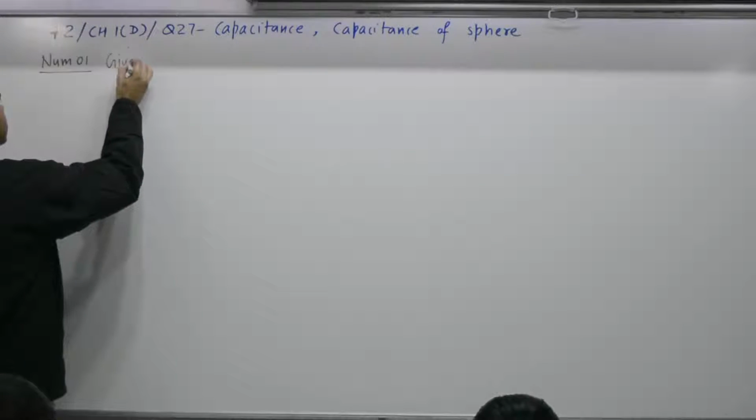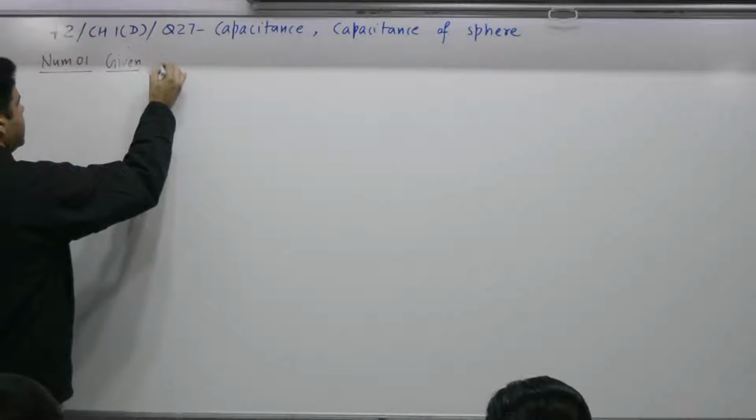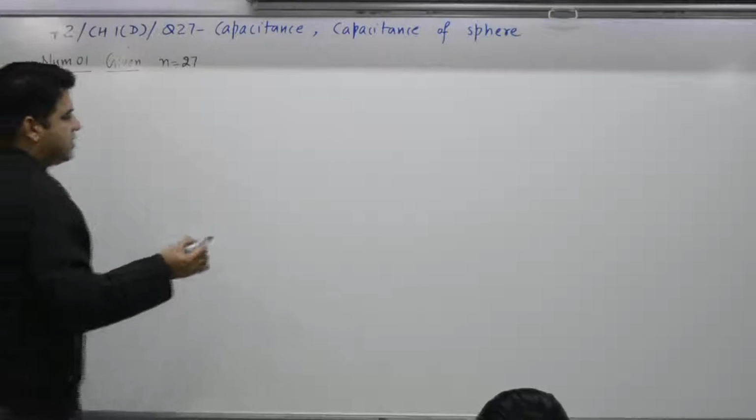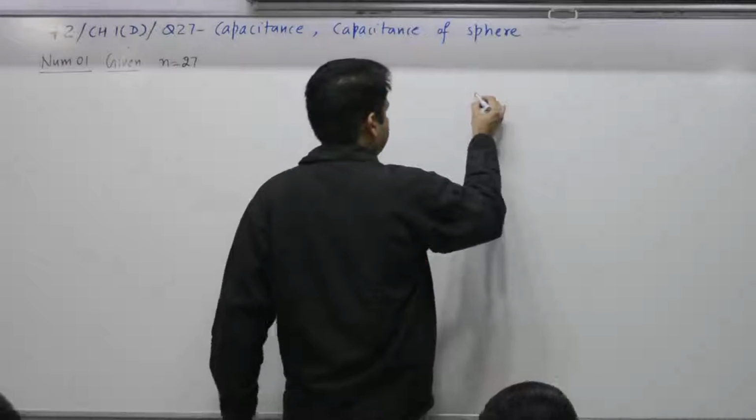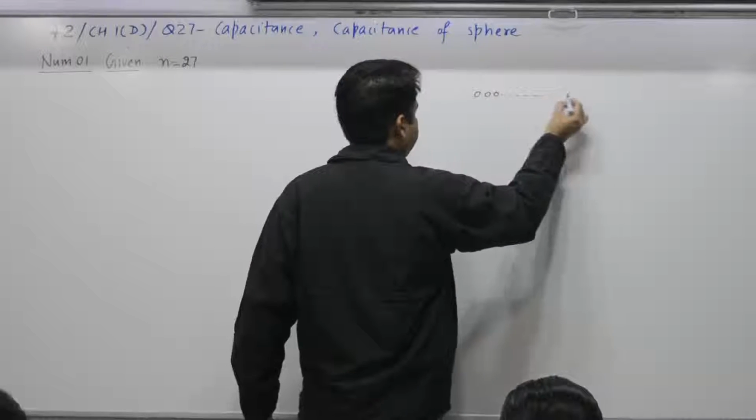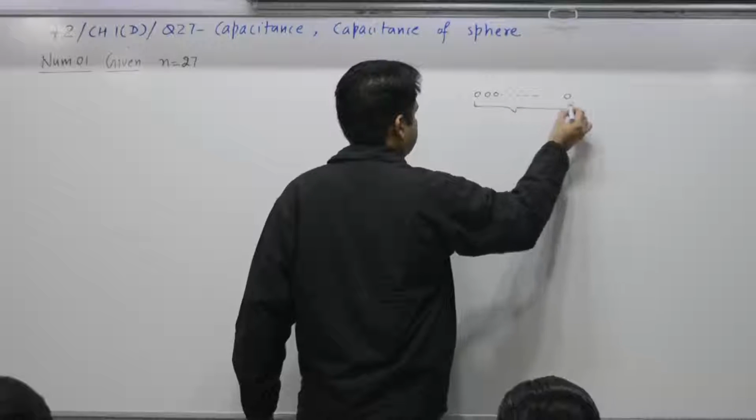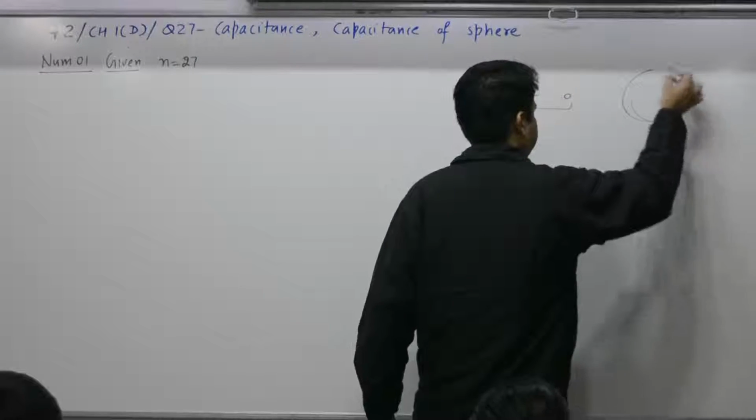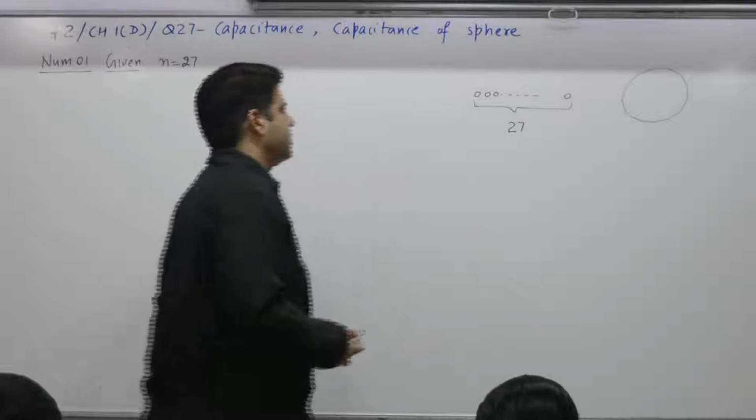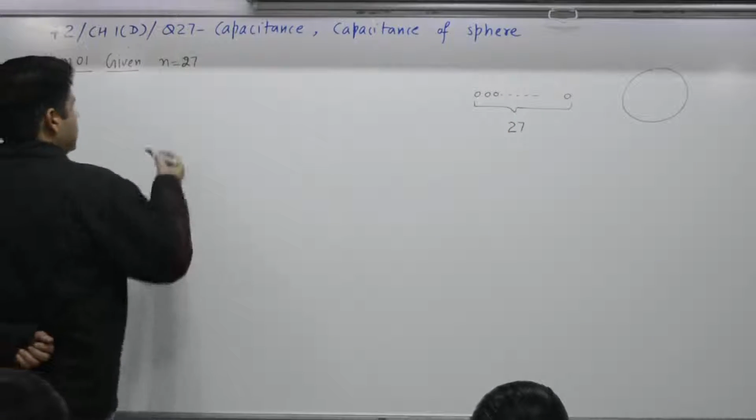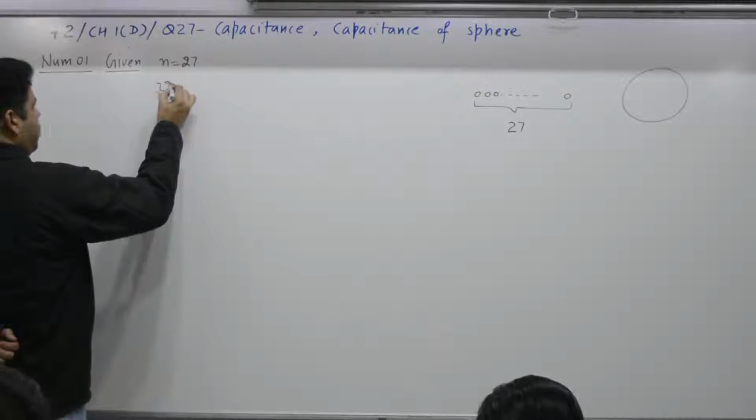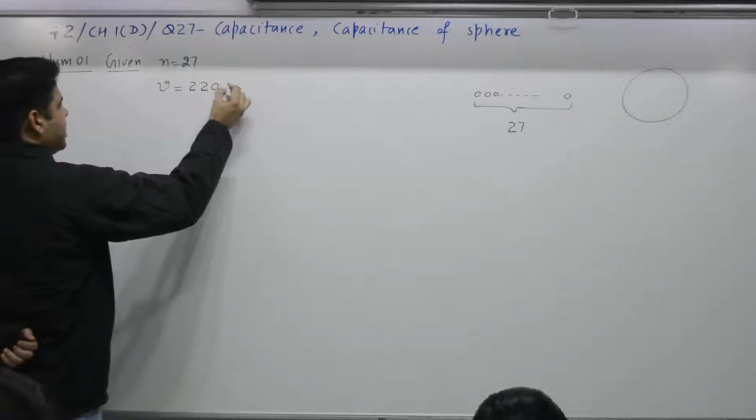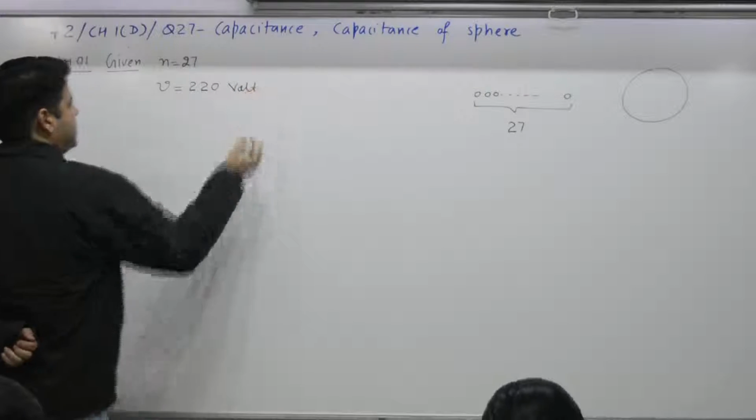Given is how many drops? 27. Let n is equal to 27. 1, 2, 3. How many? 27. And now it is a big drop. One big drop. Each was having voltage small v. How much? 220 volts.